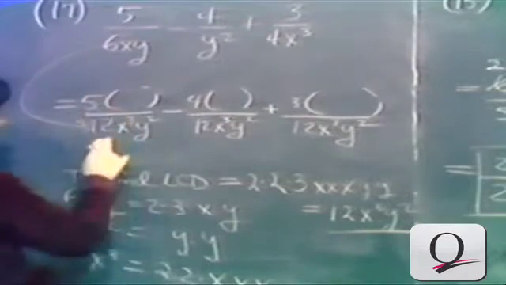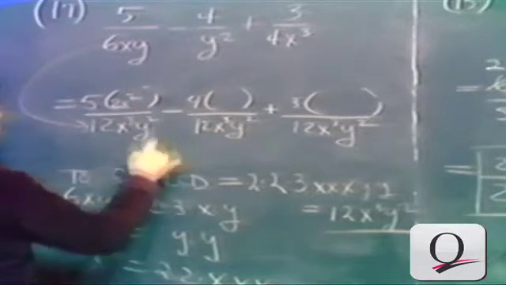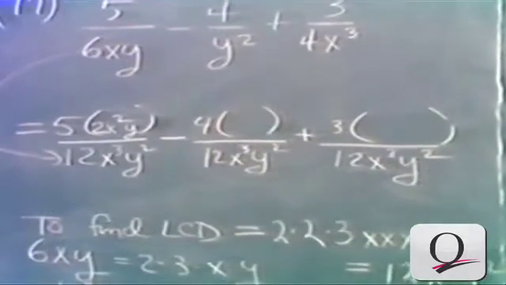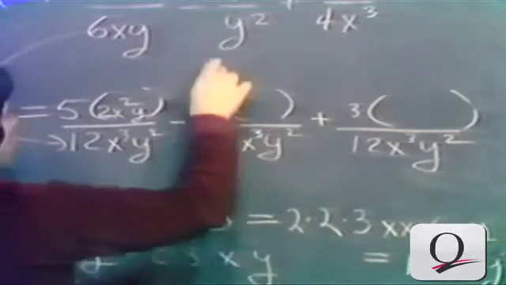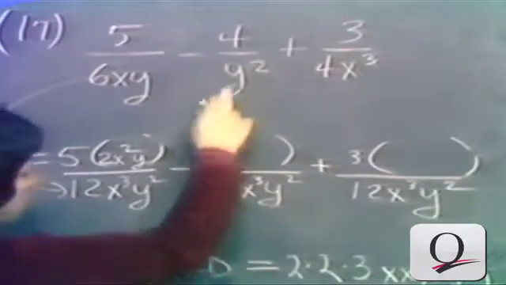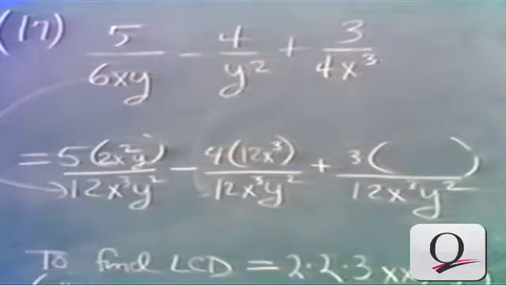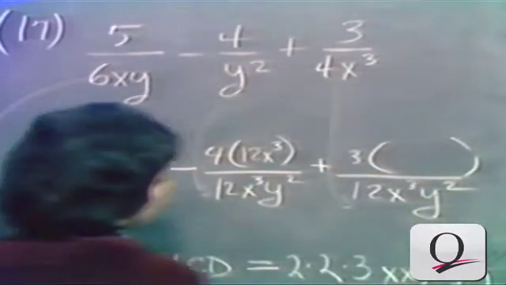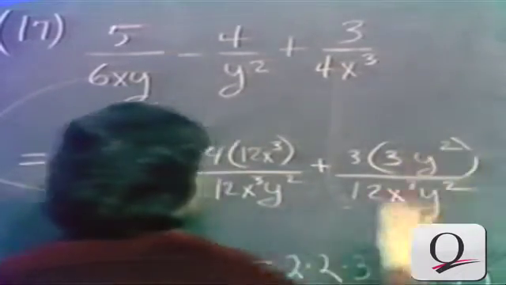To go from 6 to 12, we had to multiply by 2. To go from x to x cubed, we multiplied by x squared. To go from y to y squared, we multiplied by y. Since we multiplied the denominator by 2x squared y, we multiply the numerator by that as well. Now we look over here: what did we do to this denominator to get that one? We multiplied by 12x cubed, so we multiply the numerator by that as well. Finally, to go from 4 to 12, we multiplied by 3. From x cubed to x cubed, we left it alone, and then we multiplied by y squared.